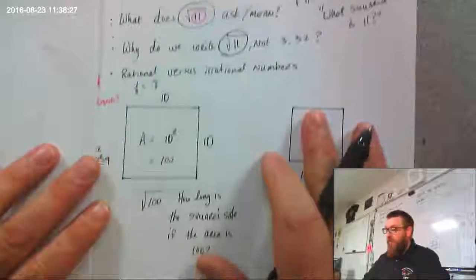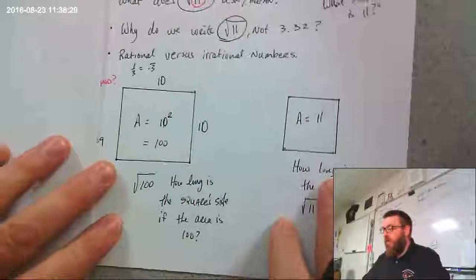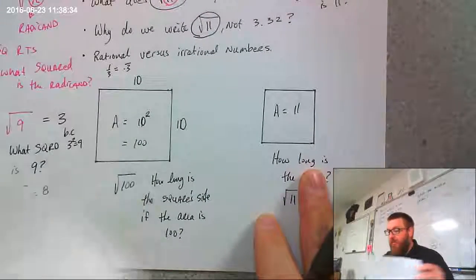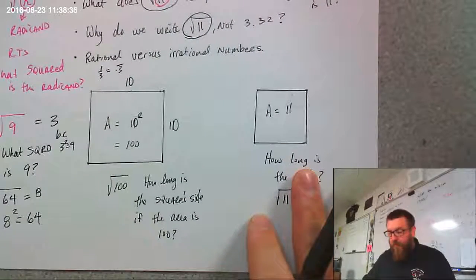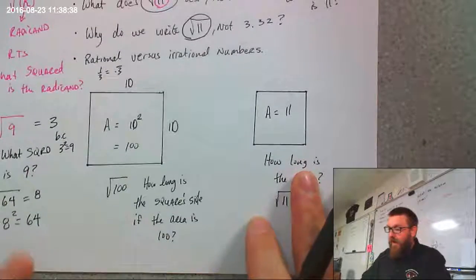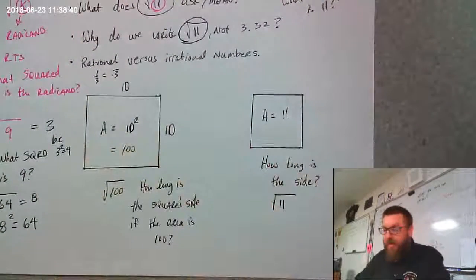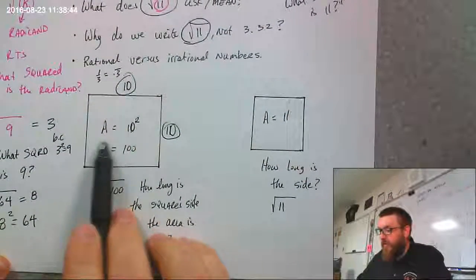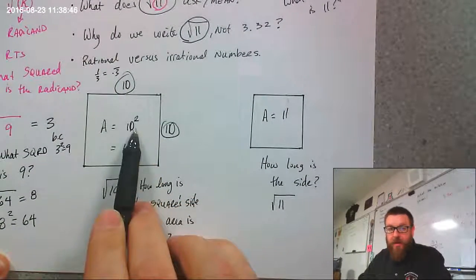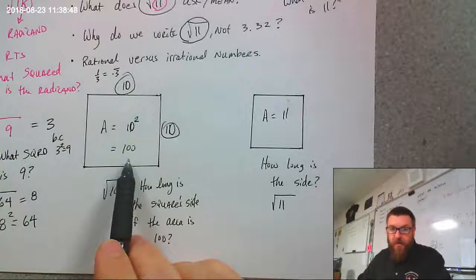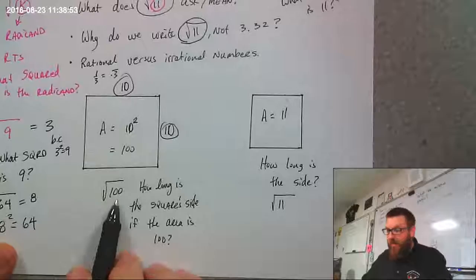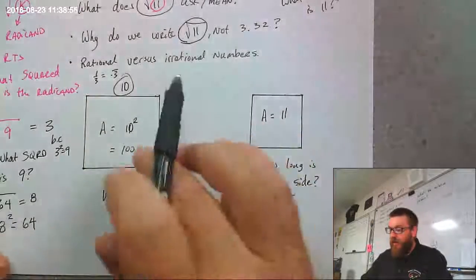Backing up a little bit, let's talk about where square roots come from and a little more about what they're asking. If I have a square right here and each side is 10, the area would be 10 squared, 10 times 10, which is 100. So if I was asking what's the square root of 100, what it's really asking is, I've got a square like right here.